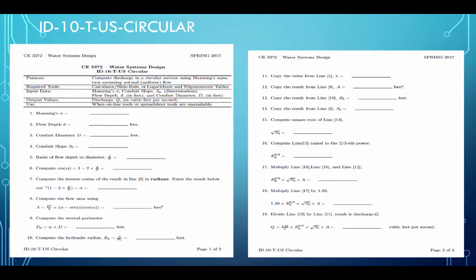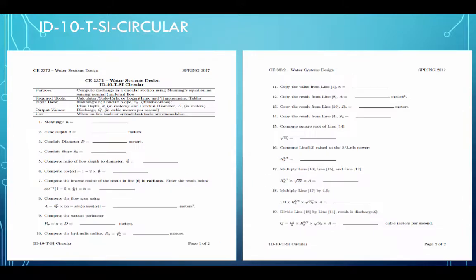determine the flow depth to diameter ratio. We compute the cosine of alpha according to the formula, compute the inverse of the result on line 6 in radians. Basically, it goes through all the calculations that a computer program does in an instant. So this is a very slow way to accomplish it, but it documents every step of the operation. And switching to SI, the only change is right here at the end.